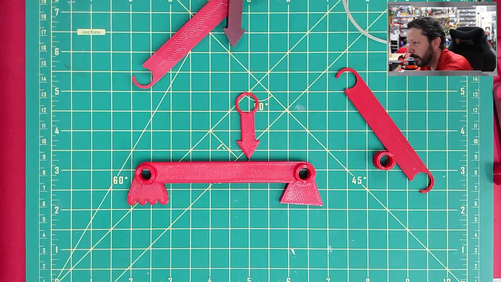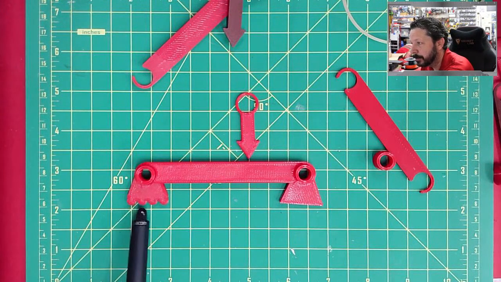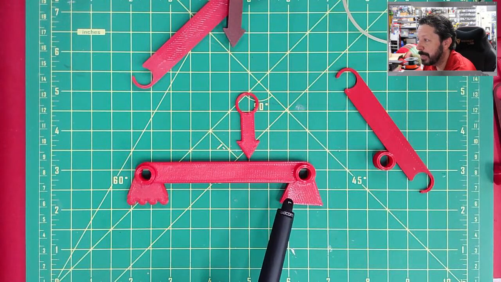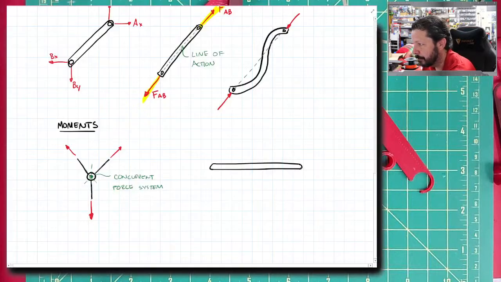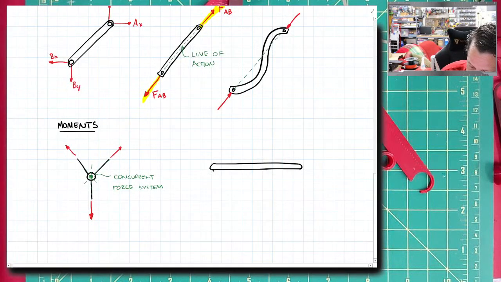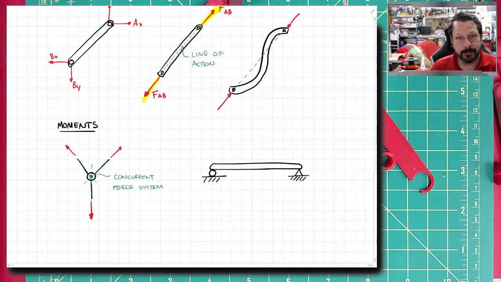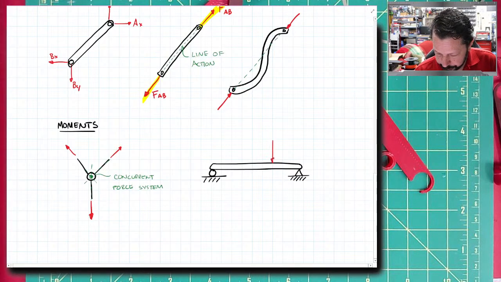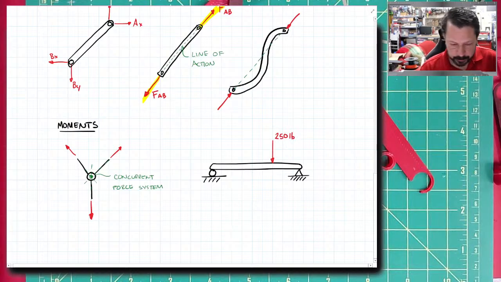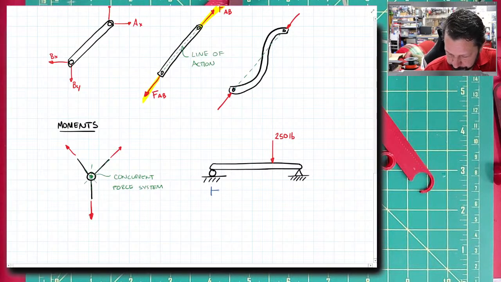This is my symbol for a roller, so it's got little wheels on the bottom of it. And this is my symbol for a pin, which is just kind of like a triangle. So here's the roller. I'm going to draw it with a wheel. Here's our pin. I'm going to draw it kind of like a fulcrum or something on a seesaw. We have this force. Let's give it 250 pounds. And let's put some dimensions on here. 1, 2, 3, 4, 5. Let's make that 6 feet. And this can be 3 feet.